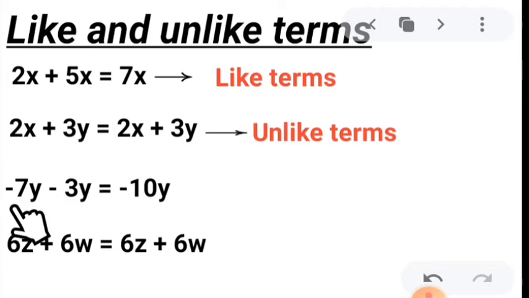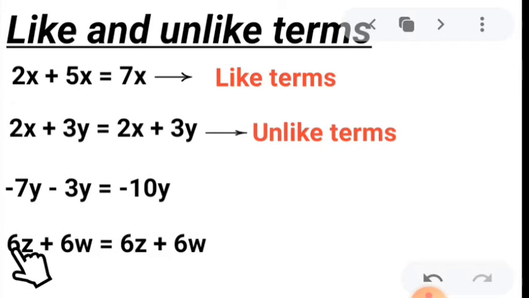Now we have minus 7y minus 3y. Both of the terms have y, which are like terms. They are the same, so we can subtract 3y from minus 7y. So minus 7y minus 3y will give us minus 10y.